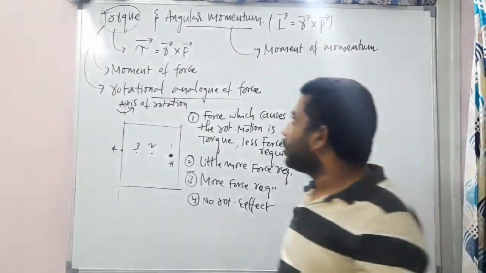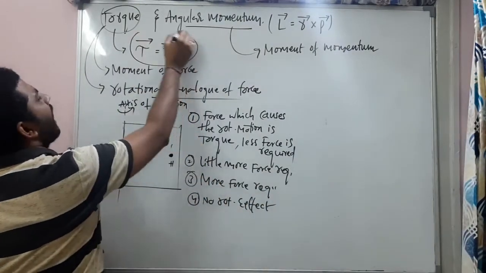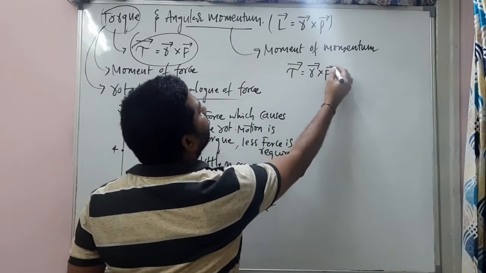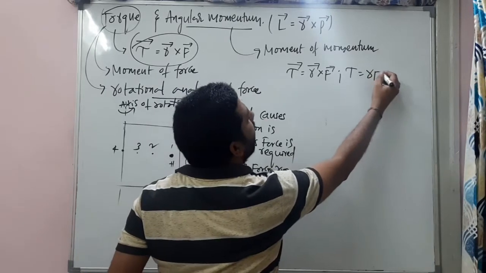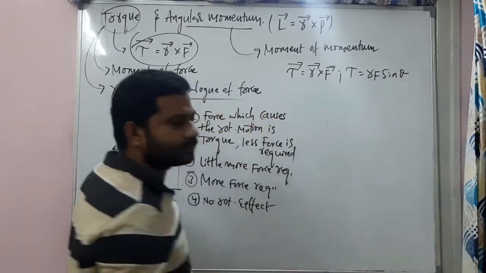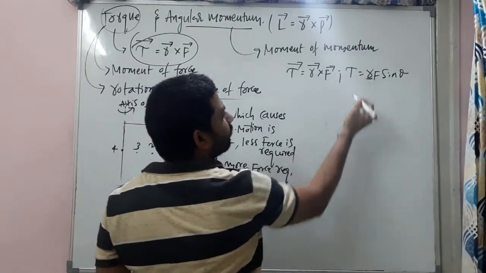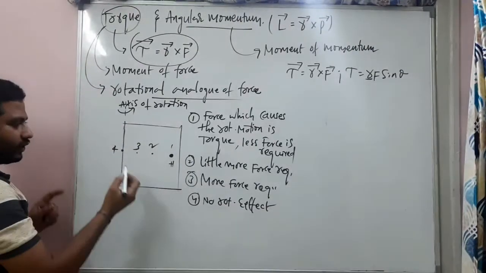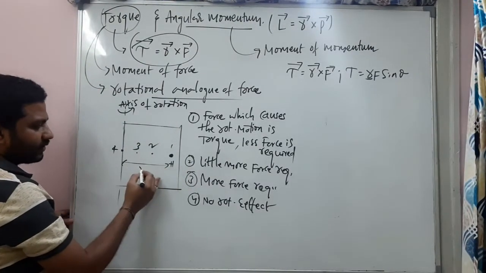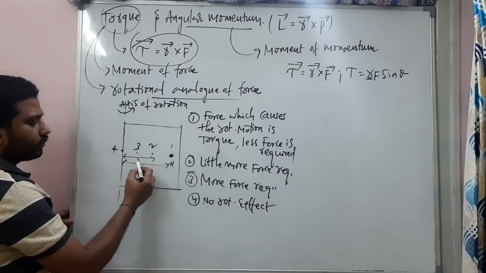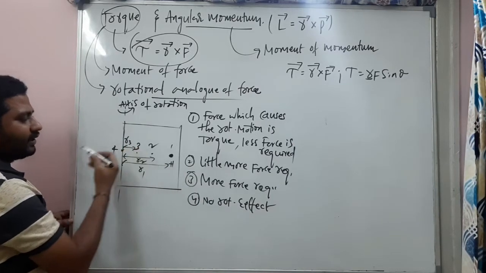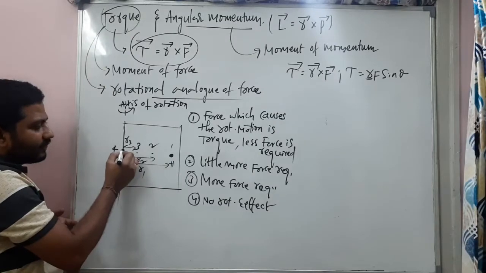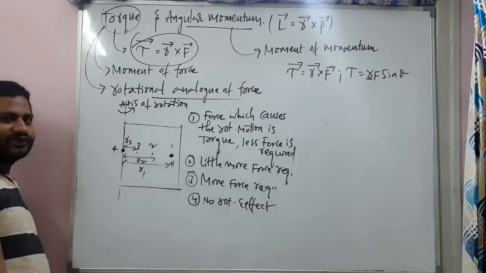Why does it come now? Look at the interesting point. Tau bar is equal to R bar cross F bar. The magnitude I can write as tau is equal to RF sine theta, my dear students. What is that R? R is the position vector from the axis of rotation. Observe carefully. Initially this is R1, next it is R2, then it is R3, my dear students. How much is R4? R4 is 0. From the axis of rotation, this point is at a distance of 0.